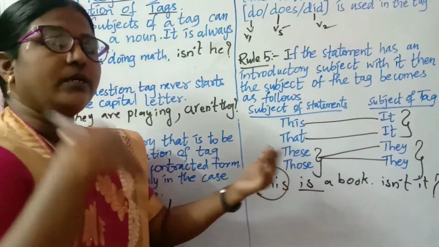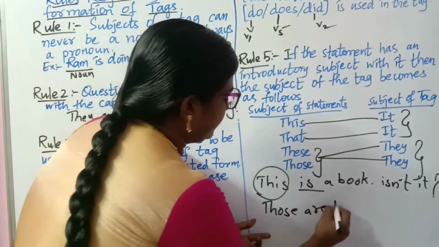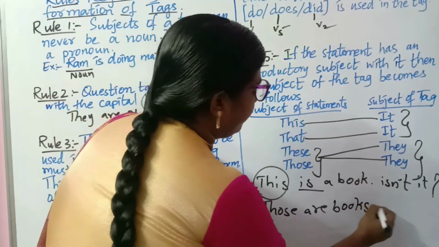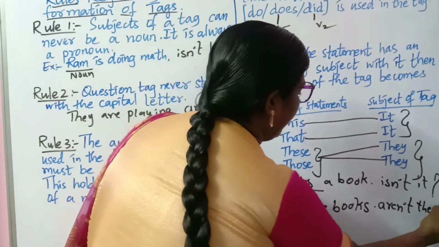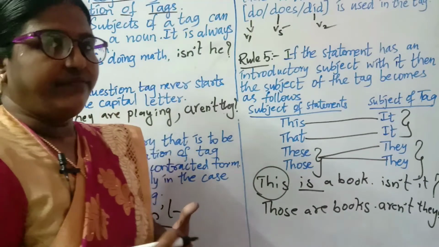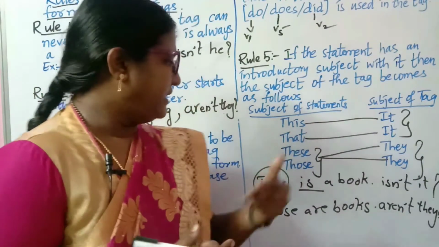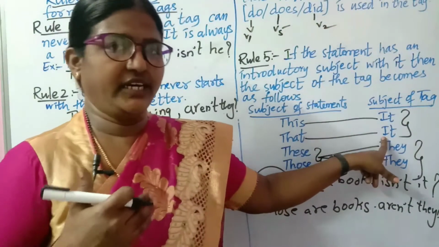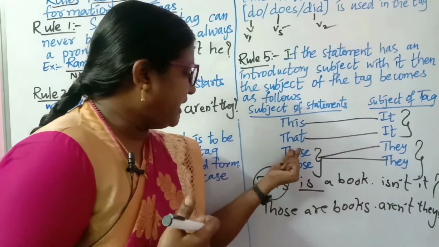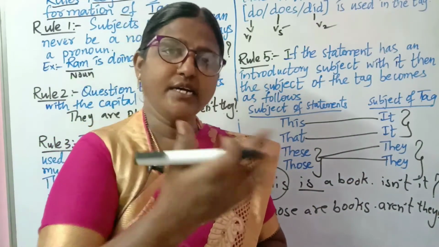If it is with these and those: those are books. It will be aren't they? Aren't they? If the statement begins with the introductory subject, that is, for this and that, we have to take it when we are writing a question tag. And for these and those, we have to write they when we are writing a question tag.